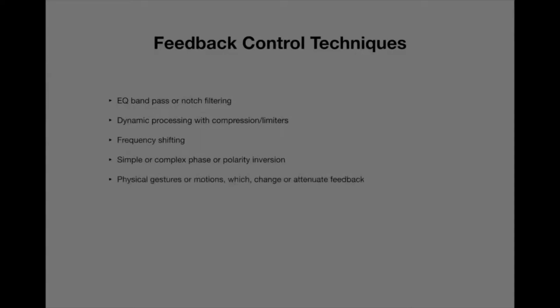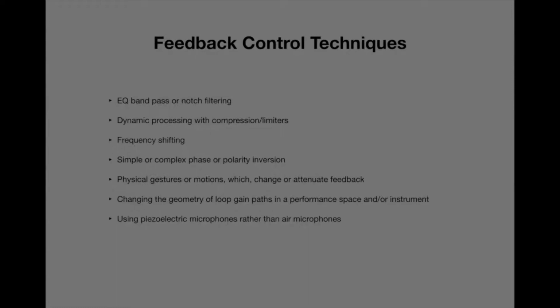Often, to utilize feedback in performances, we use techniques such as EQ bandpass or notch filtering, dynamic processing with compressors or limiters, frequency shifting, simple or complex phase or polarity inversion, physical gestures or motions which change or attenuate the feedback, changing the geometry of loop gain paths in a performance space or within an instrument, and using piezoelectric microphones rather than air microphones. All of these techniques are used to varying degrees in the works of Reich and the others that we've mentioned so far.